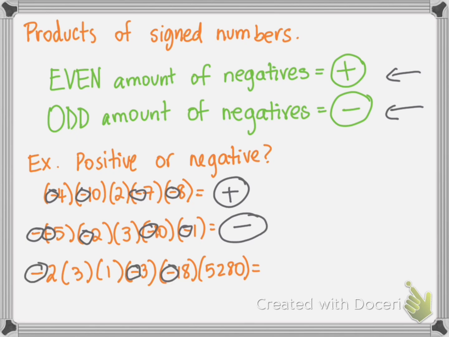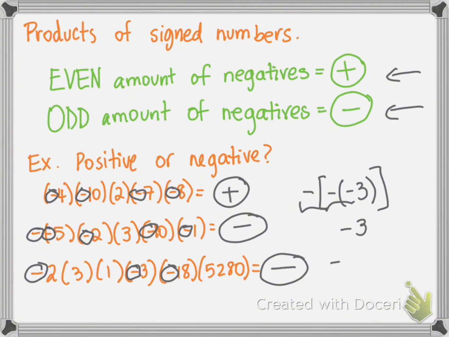In the last one, we have 3 negatives. So that's an odd amount of negatives, which tells me the answer will be negative. For example, if I have negative, negative, negative 3, I just count how many negatives there are. And since there are 3 negatives, my answer will be negative 3. And if I have, for example, negative, negative 3, there is an even amount of negatives, so my answer is positive 3. And that's it.